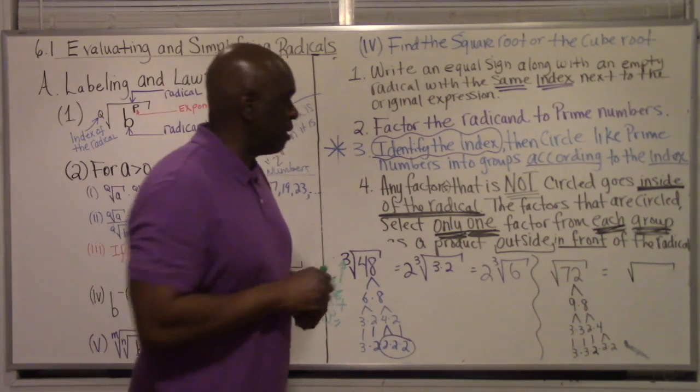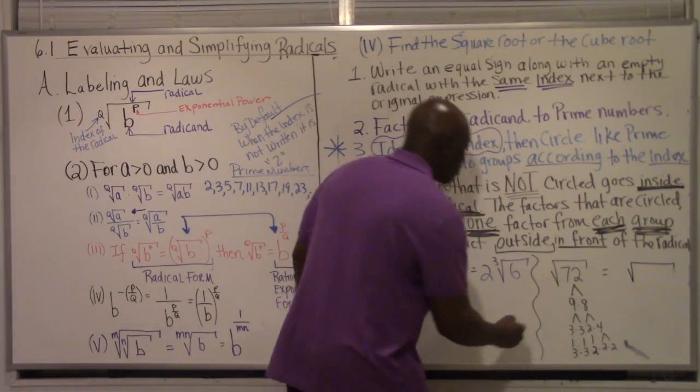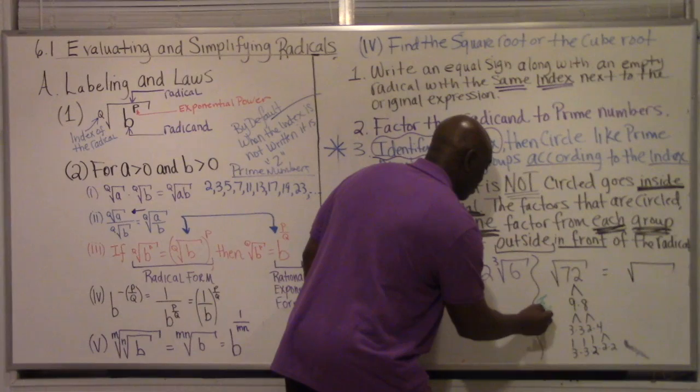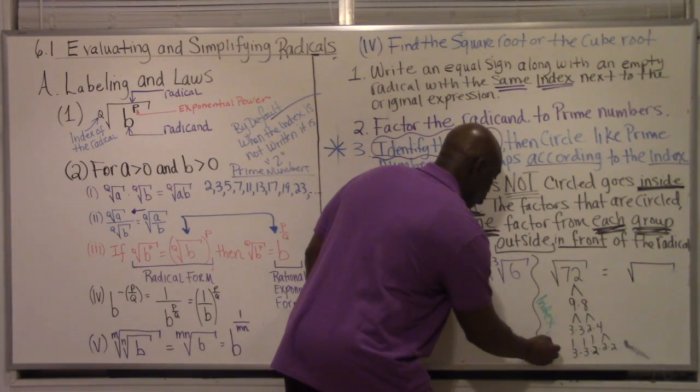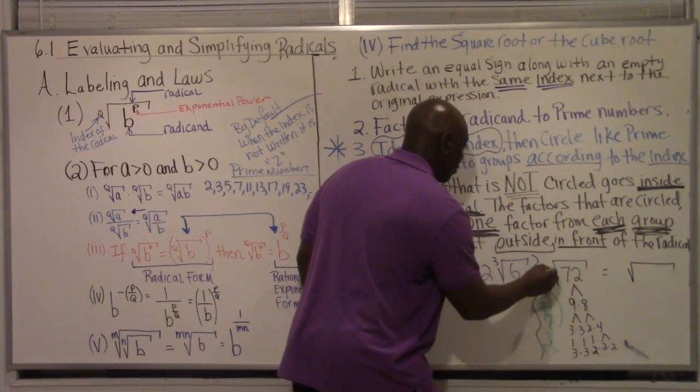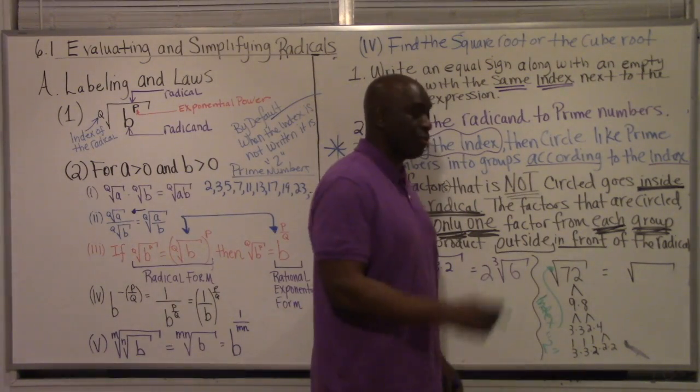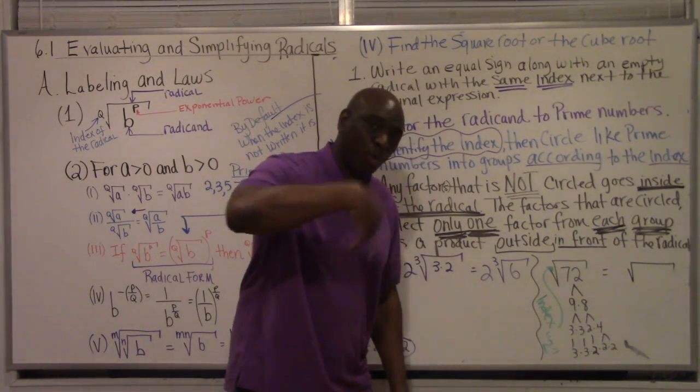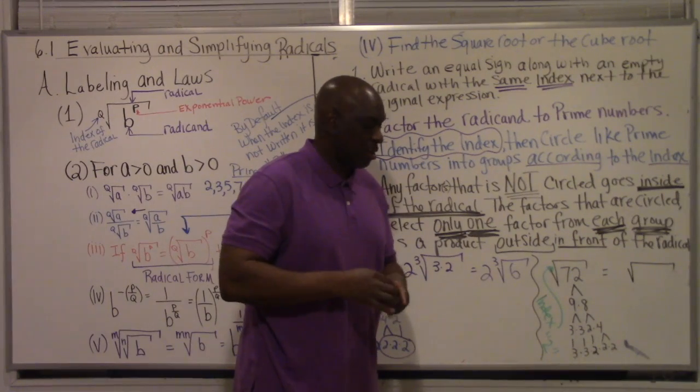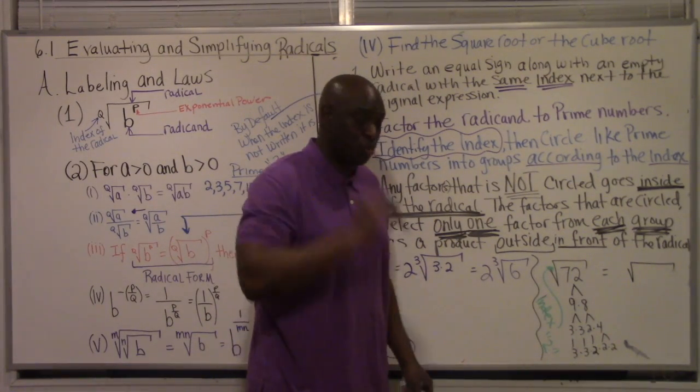Next, identify the index. What is my index? The index is 2. How do you know? Because right here, there's no number there. The index is 2. So now I have to group according to the index. According to the index, it says group by 2s.